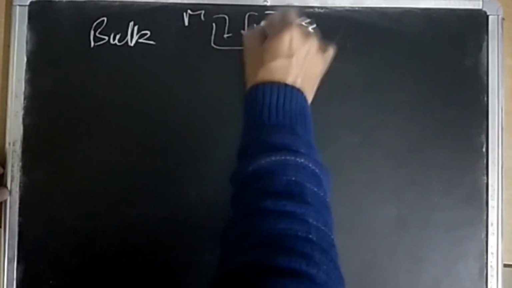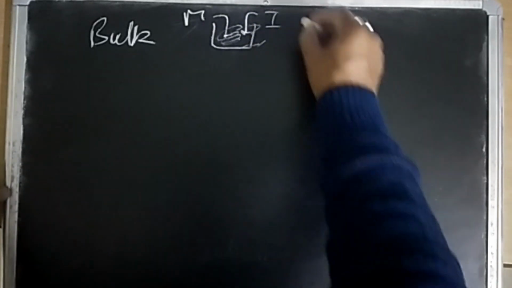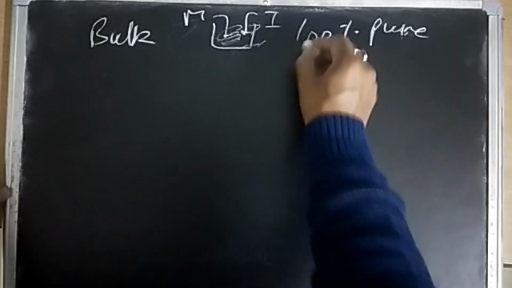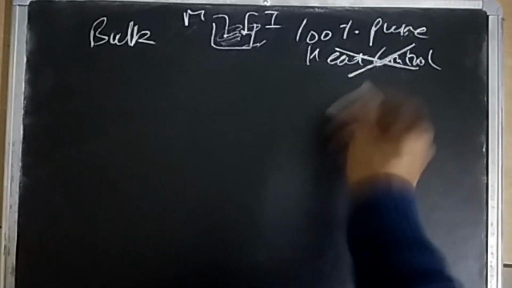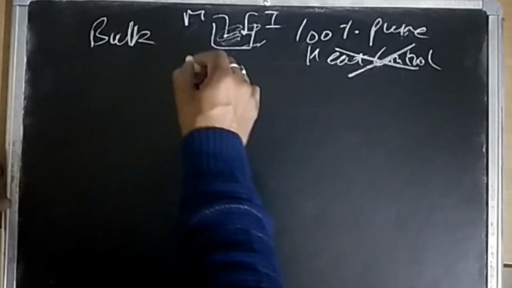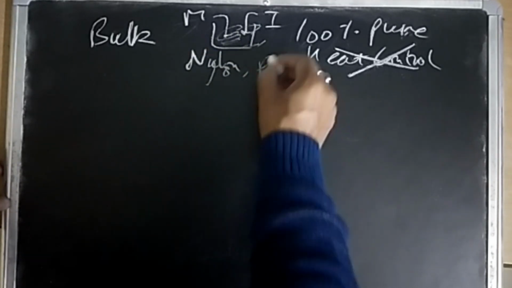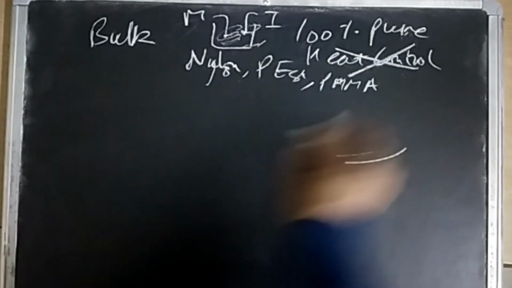So let's understand one by one. In bulk, what we have is a beaker, we put some monomer, we put some initiator, let it grow. Because this will grow and there is no impurity, it is about 100% pure, but the heat control is very bad. Examples are nylon, then polyesters and PMMA, and more such examples.